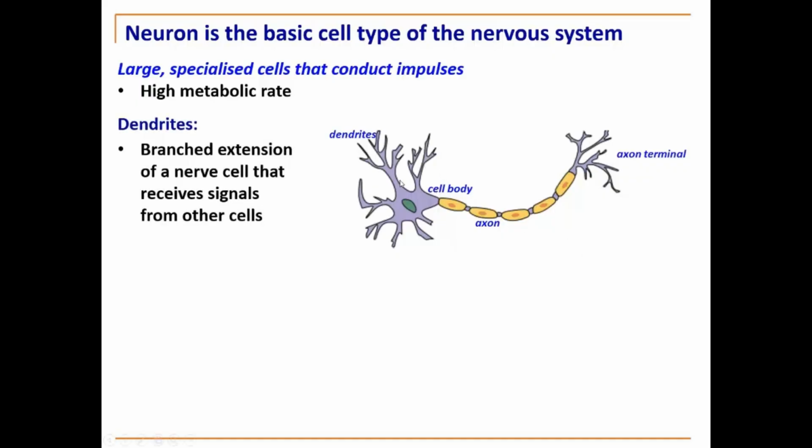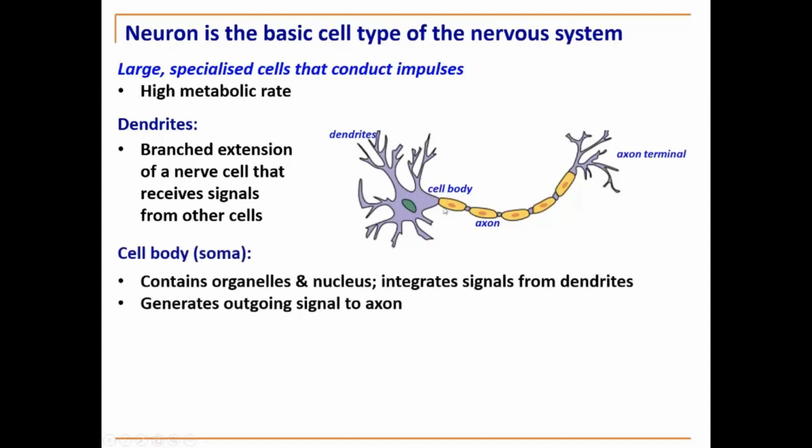So they have our dendrites, which you can see on the left-hand side of the neuron picture. These are branched extensions of a nerve that receive signals from other cells. So they receive signals that are coming in, and they start to process that information, all makes its way through the cell body to the beginning of the axon at this point. And this is your cell body and the soma. And this whole cell body and the soma, this contains the organelles, so your endoplasmic reticulum, your mitochondria, and your nucleus. And it integrates the signals that are coming in from these dendrites.